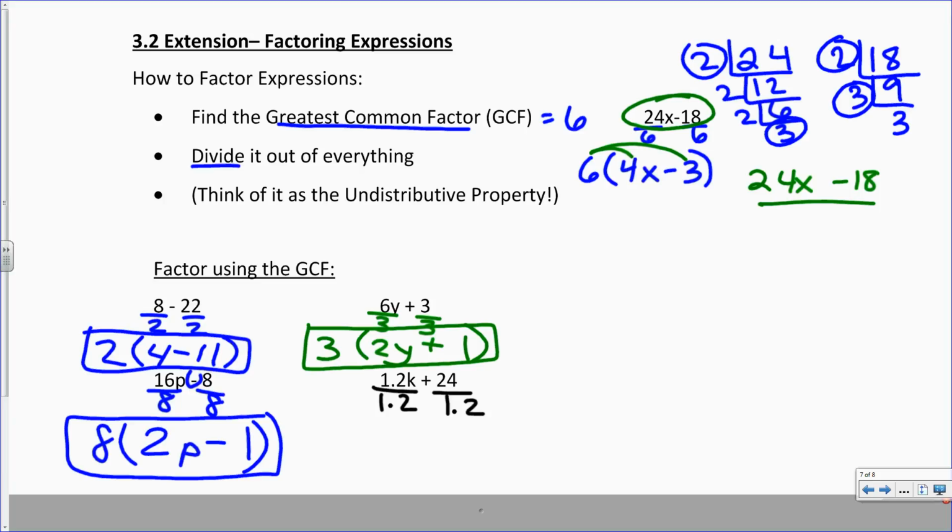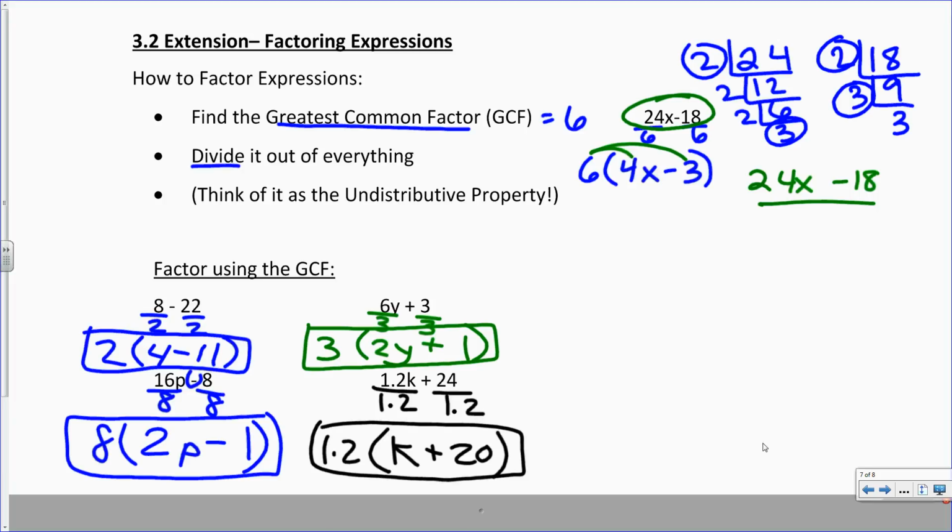And 1.2 divided by 1.2 is just 1. Okay. And then I have 24 divided by 1.2, and that's 20. So I come up with k plus 20, and I need to show that I factored out the 1.2. Now on this last example, it wasn't super obvious what my greatest common factor would be. But what you're going to practice a lot of your work today is just getting the variable so that it does not have a number in front of it. And we call that a coefficient.